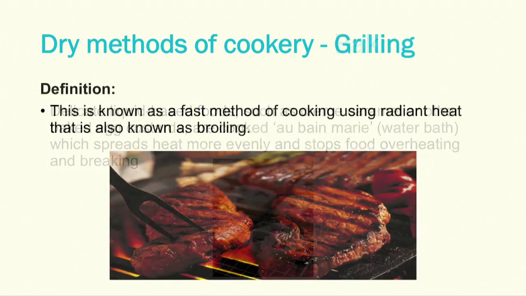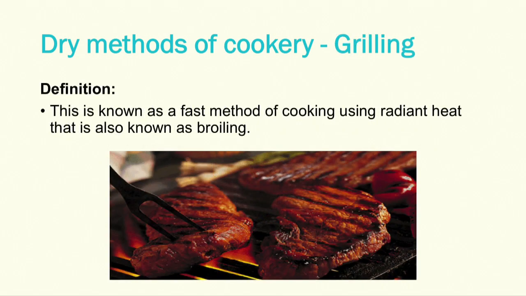Grilling. Probably one of our favourite pastimes in Australia is to cook a barbecue. So this is where we cook food on metal bars over radiant heat. Barbecuing is almost identical, except the heat traditionally comes from wood or charcoal, but these days we have our gas barbecues. In America, they call this broiling. Broiling, yes.